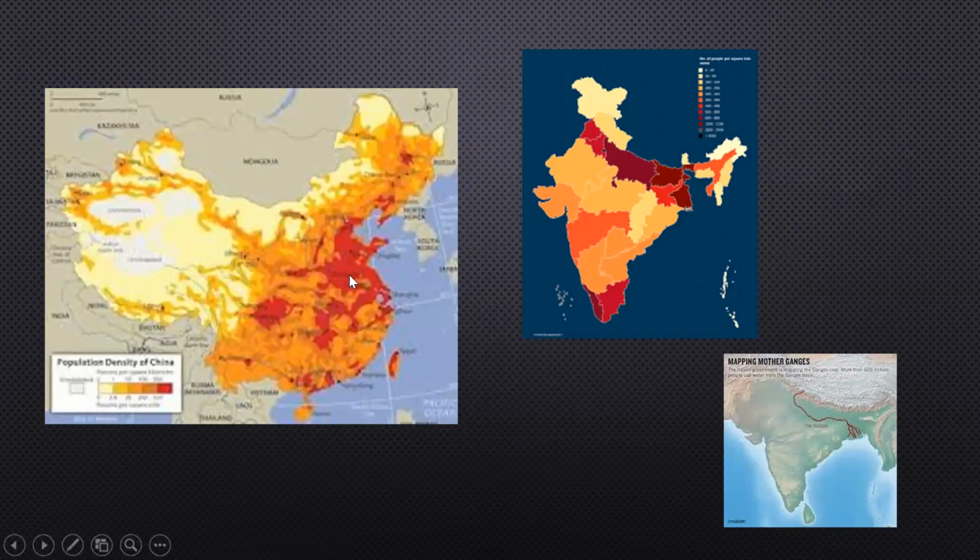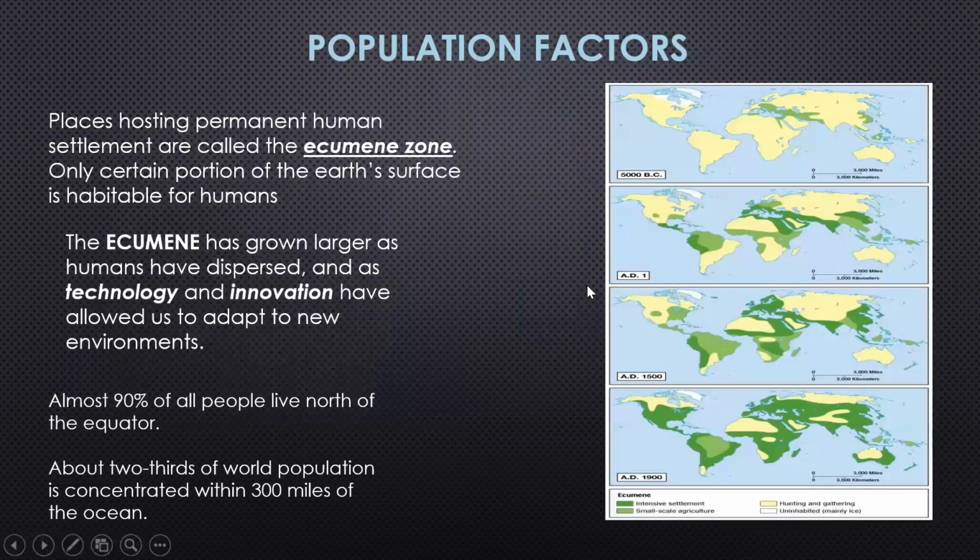Looking at it locally, we can see that much of the population in China is centered around coastal areas, near major rivers in China. Same with India, right? We can see that much of the population is centered here in the north, and the reason why is that we've got the Ganges River over here. So looking at it through different scales, we can make a lot of interpretations here, and that will lead us into population factors, and why people choose to live in certain areas.